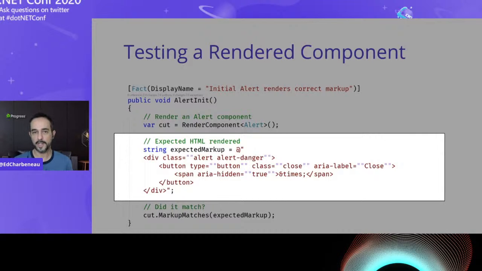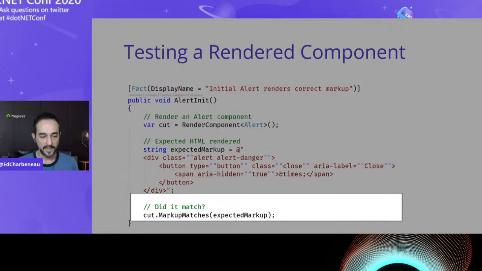We'll set up the rendered HTML of what we expect that to be. And again, this is a semantic comparison, so white space and things like that aren't necessarily going to matter here. So we have a div element with a button inside. We're going to make sure that it has the correct classes on it and everything, so that it would render in the browser appropriately. And then finally, we'll just check with a nice extension method here and say, did the component render correctly? Does it match the expected markup?